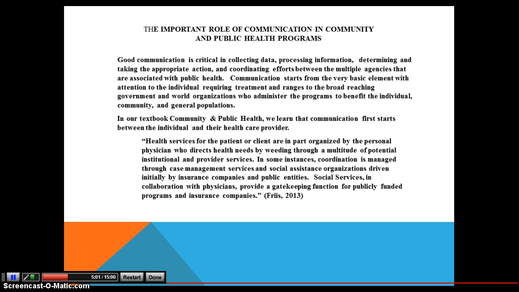In our textbook, Community and Public Health, we learn that communication first starts between an individual and their healthcare provider. Quote, health services for the patient or client are in part organized by the personal physician who directs health needs by weeding through a multitude of potential institutional and provider services. In some instances, coordination is managed through case management services and social assistant organizations, driven initially by insurance companies and public entities. Social services, in collaboration with physicians, provide a gatekeeping function for publicly funded programs and insurance companies. Close quote.